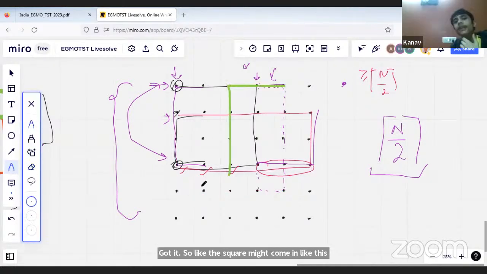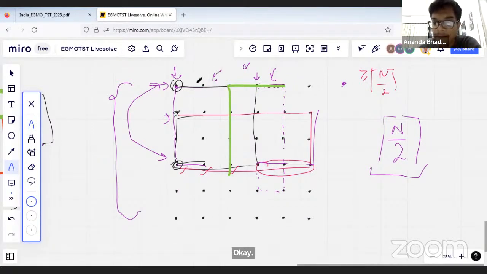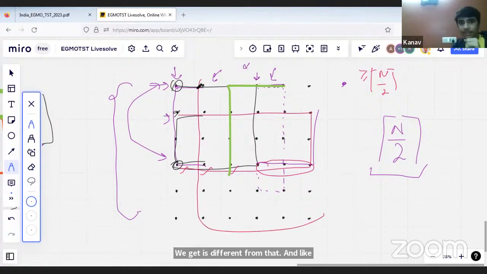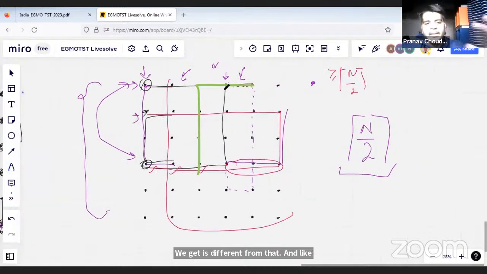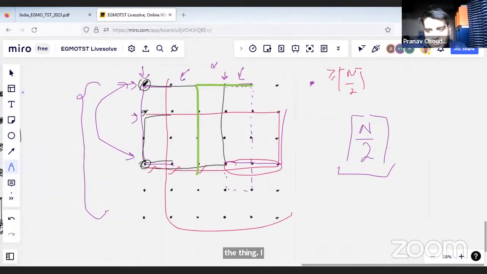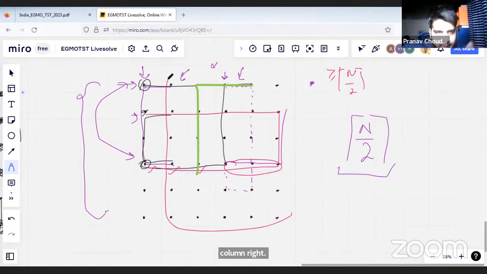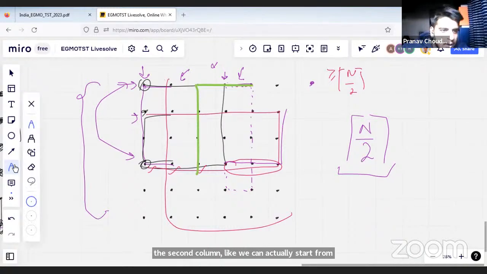Yeah. But it is different from this rectangle. No, that's all I care. Okay. Yeah, so we can just start from the second column, and any rectangle we get is different from that. And I need to do n by 2 with every column. No. The thing is, see, if you're starting from the first column, right? If we go up till there, no, the point is if we start from the second column, we can actually start from second. We can ignore the first one because everything is covered which is starting from the edges in the first column.